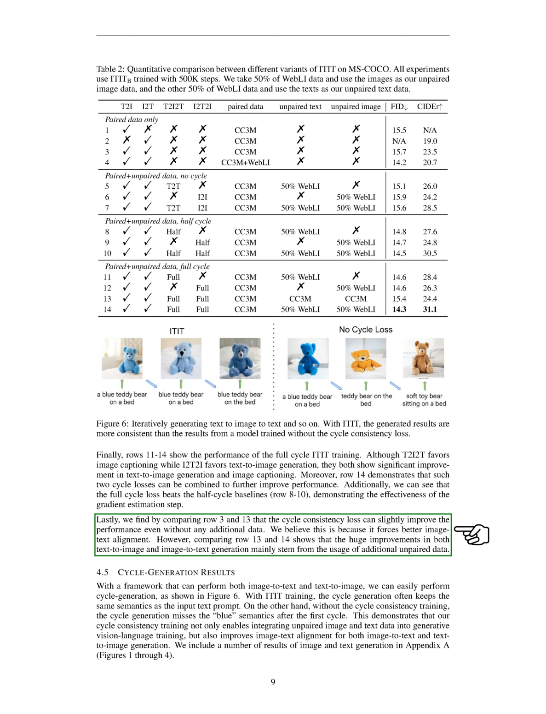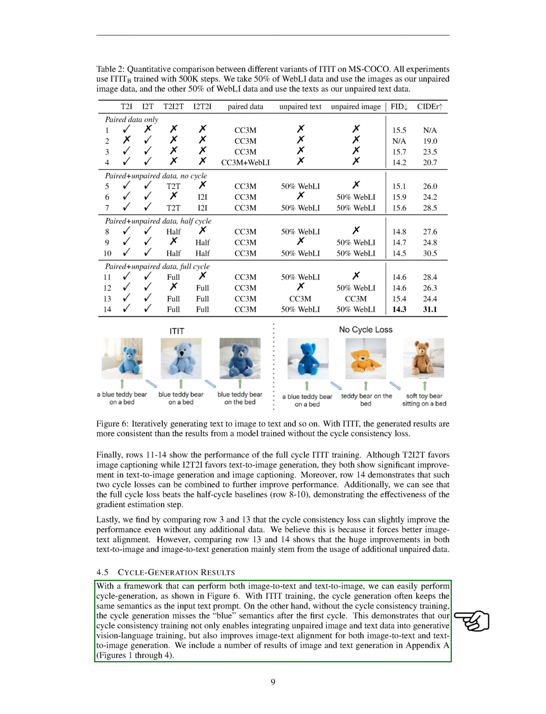We also found that the cycle consistency loss can slightly improve performance even without any additional data, likely because it encourages better alignment between images and text. However, the major improvements in both text-to-image and image-to-text generation mainly come from the use of additional unpaired data.